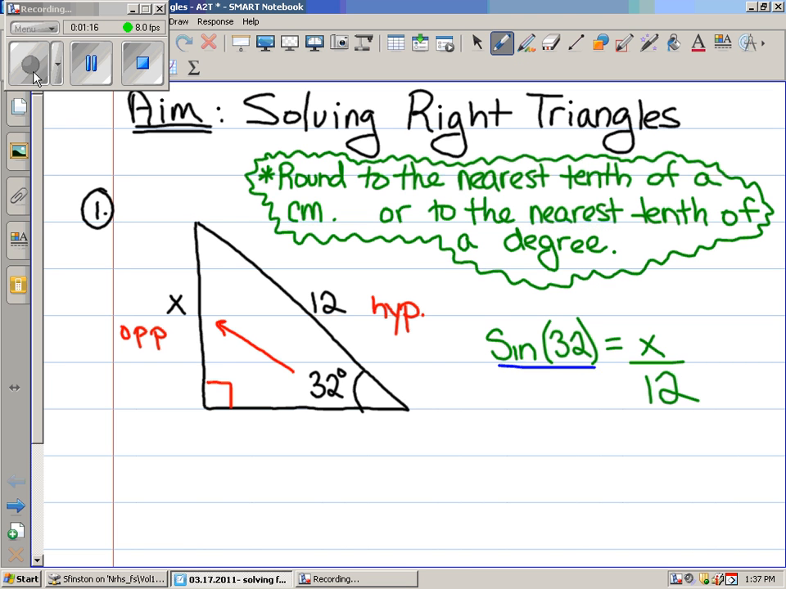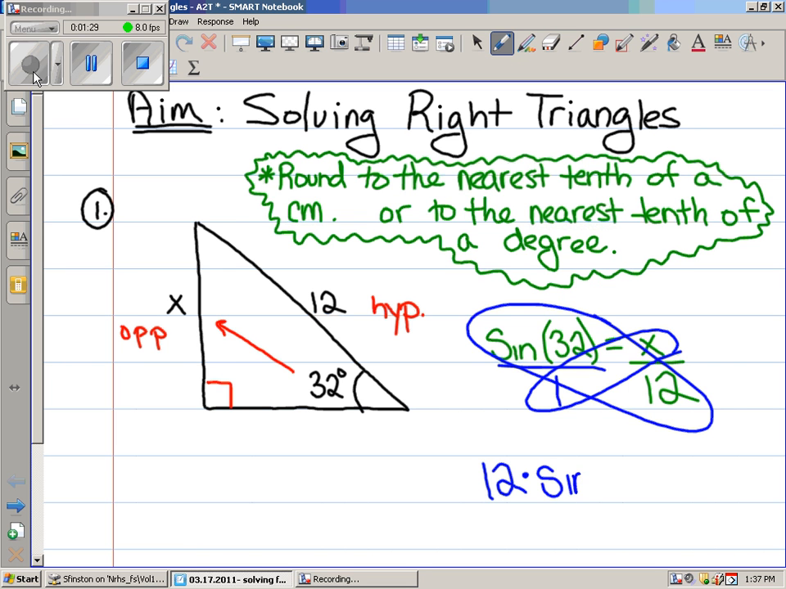Sine 32 is the same thing as sine 32 over 1. We're cross multiplying. And everybody wants to know, how do you do that? Do not multiply 32 times 12. That's 12 times the sine of 32 equals x.